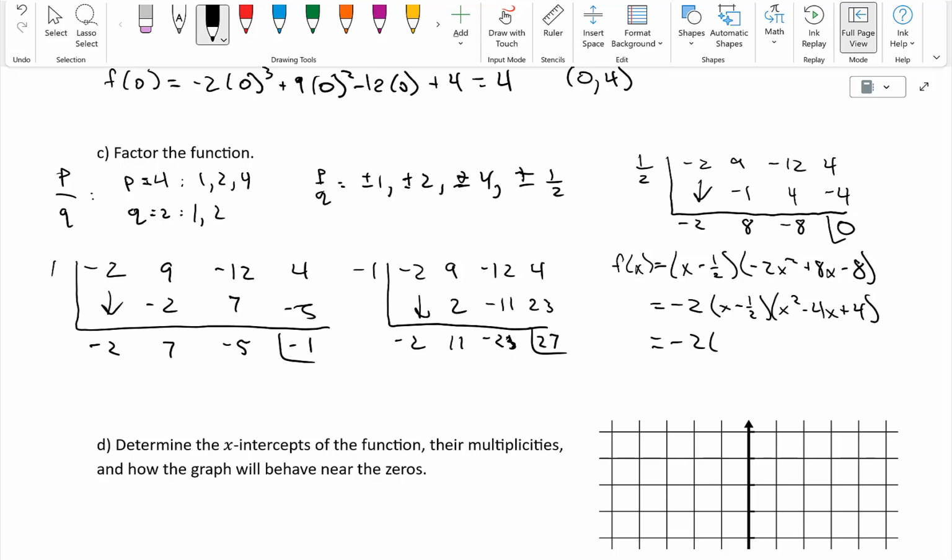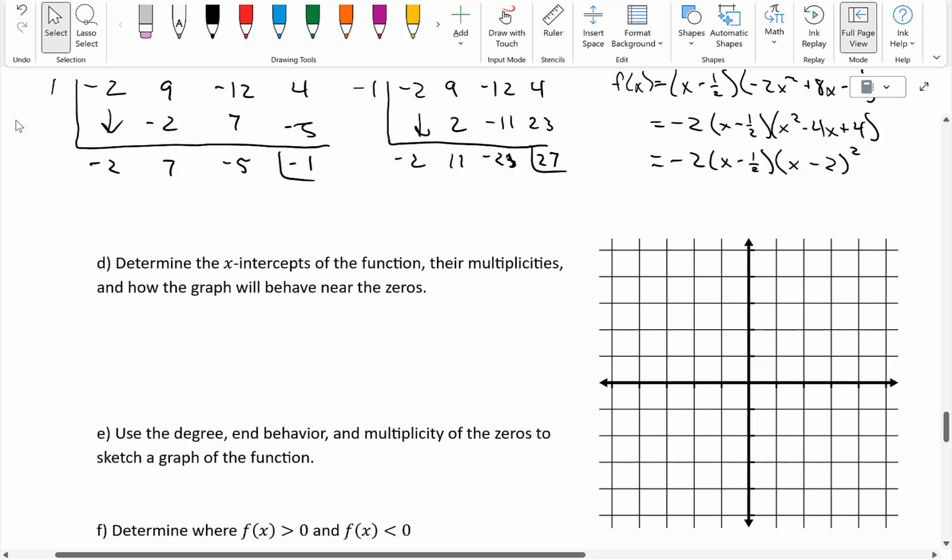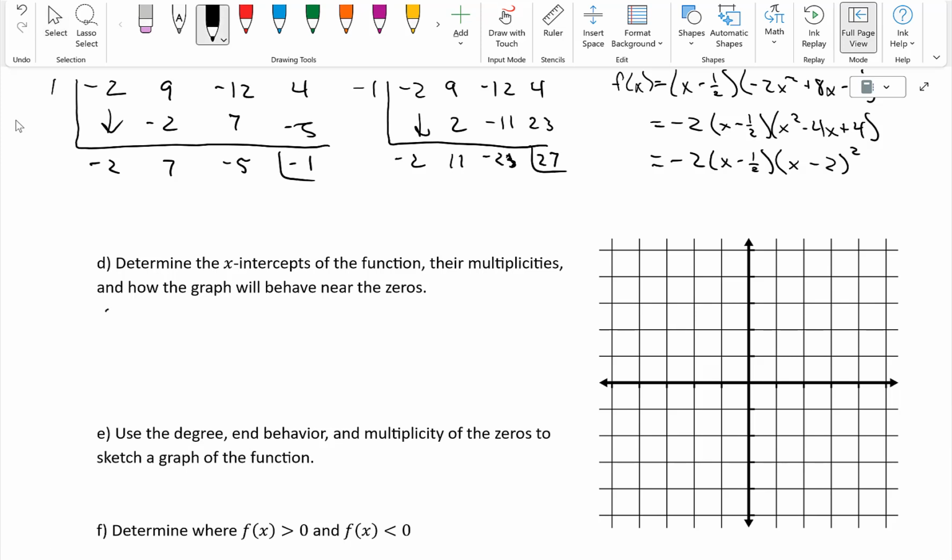That quadratic is a perfect square trinomial. Half of that middle term squared gives us the last term, 4. Or you can do your factoring work if you need to on the side, but this is going to be x minus 2 quantity squared. So our x-intercepts we can get from that factored form. We again want our zeros, their multiplicities, and the behavior near each.